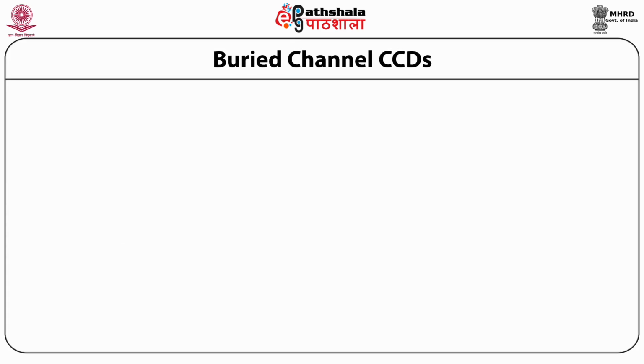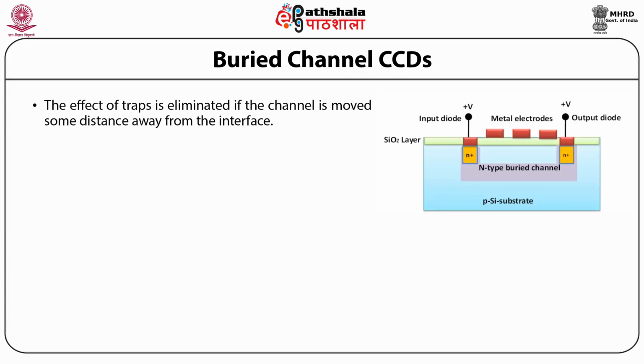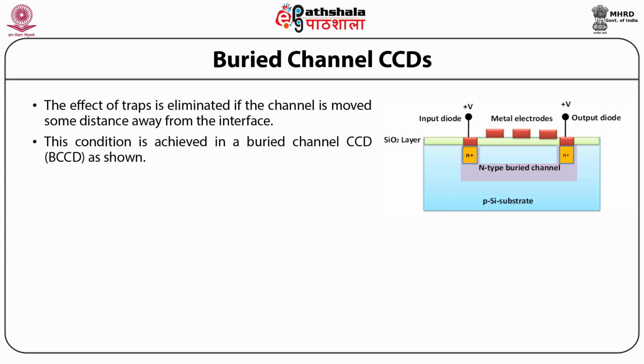Buried channel CCDs. So this is the next type of CCD. The effect of traps is eliminated if the channel is moved some distance away from the interface. This condition is achieved in a buried channel CCD or BCCD, as shown in this figure. Here the N-type layer is produced on top of the lightly doped P-type silicon substrate by ion implantation. Then the oxidation of the wafer is done and N+ diffusion is performed for input and output diodes through the windows etched in the oxide. Then on N+ regions, ohmic contacts are made and the layer is covered with a series of metal electrodes.